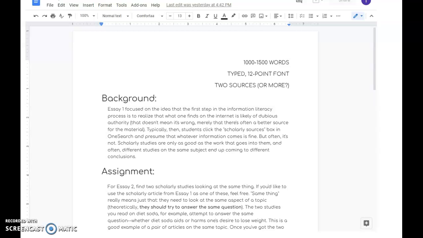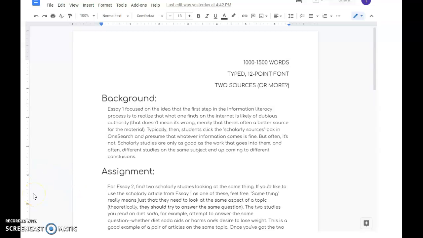Now, typically what happens is students will just go and click the scholarly source button in Prairie State's library database. They presume any information they get at that point is fine. But often it's not, and that's what that article talks about. The funding mechanism is one piece of the things we need to consider when we are taking a look at the accuracy of scholarly studies.